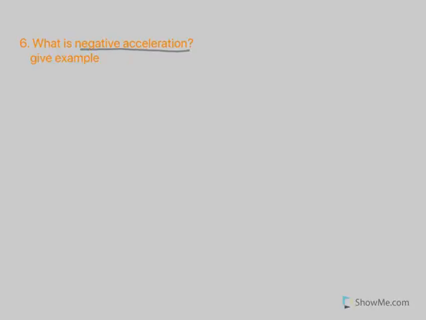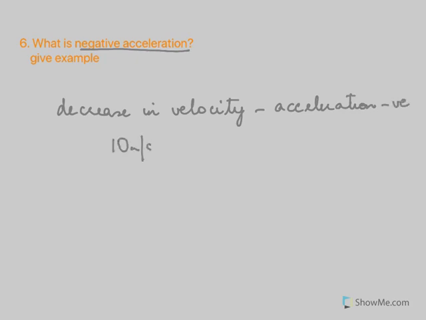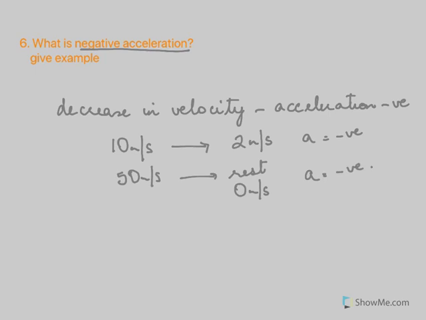What is negative acceleration? When there is a decrease in speed or decrease in velocity, we say the acceleration is negative. Like if a body from 10 meter per second slows down to say 2 meter per second, the acceleration will be negative. Or a body from say 50 meter per second comes to rest. Rest means stops, becomes 0 meter per second. So the acceleration is negative.